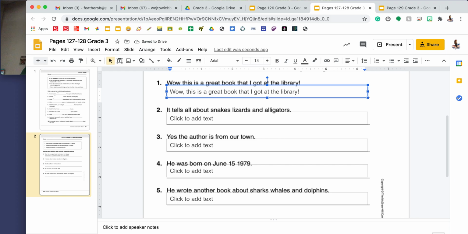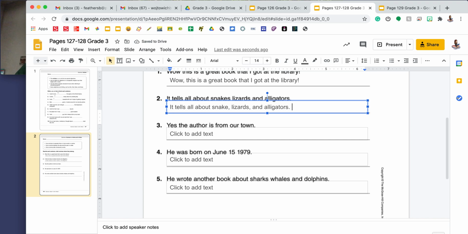Number 2 says, it tells all about snakes, lizards, and alligators. That sentence has a list, so I need to put a comma in my list. You have to look at the number of things in the list. This one has 3 things: snakes, lizards, and alligators. And you always need one less comma than the number of items. So I would need 2 commas. Snakes, comma, lizards, comma, and alligators.